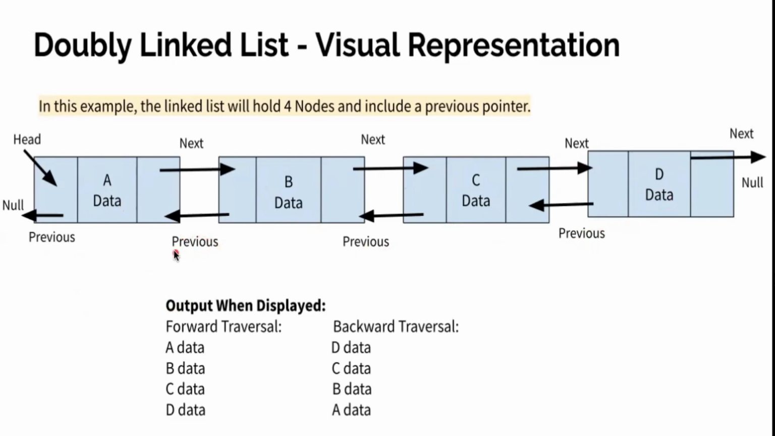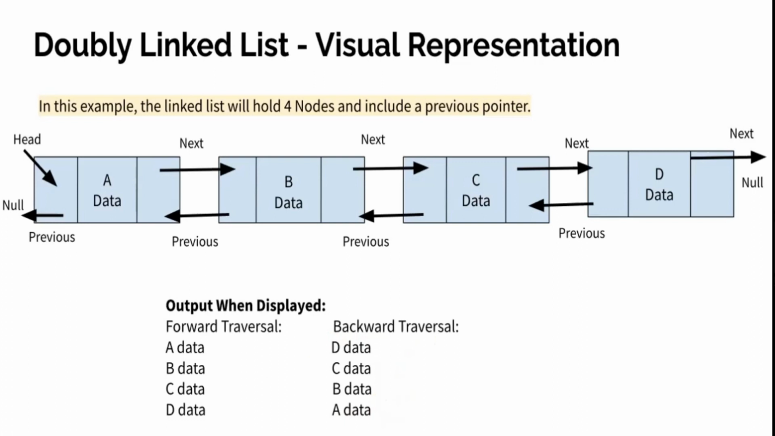In our output, when displayed, we have a forward traversal. Our output will be A data, B data, C data, and D data. But when we traverse it backwards, we will have D data, C data, B data, and then A data. So that is the reverse of our forward traversal.